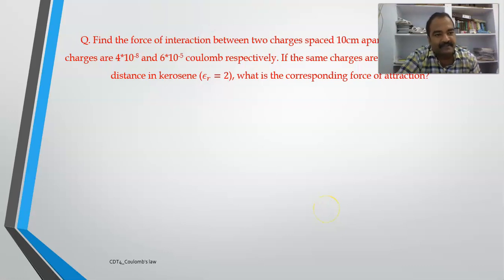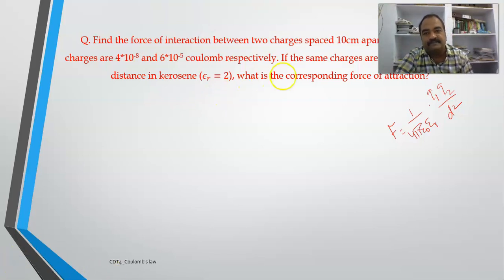Welcome back. This is in continuation to the previous video lecture where we have discussed Coulomb's law, where Coulomb's law states that the force between two charges is equal to 1 by 4 pi epsilon naught epsilon r into q1 q2 by d square. Now you can see the question.